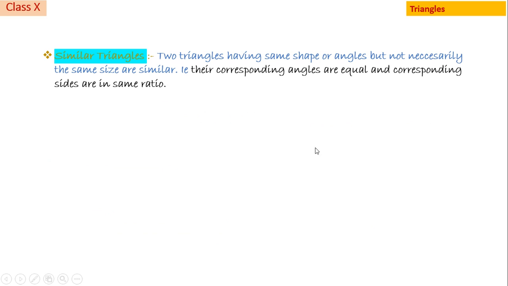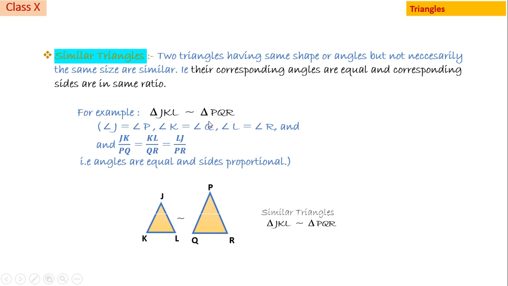Now, similar triangles. Two triangles having same shape or angles but not necessarily the same size are similar. That is, their corresponding angles are equal and their corresponding sides are in the same ratio. For example, in this figure, triangle JKL is similar to triangle PQR as their corresponding angles are equal. That is, angle J is equal to angle P, angle K is equal to angle Q and angle L is equal to angle R. Also, their corresponding sides are proportional. That is, JK by PQ is equal to KL by QR is equal to LJ by PR. Hence, both the triangles JKL and PQR are similar to each other.